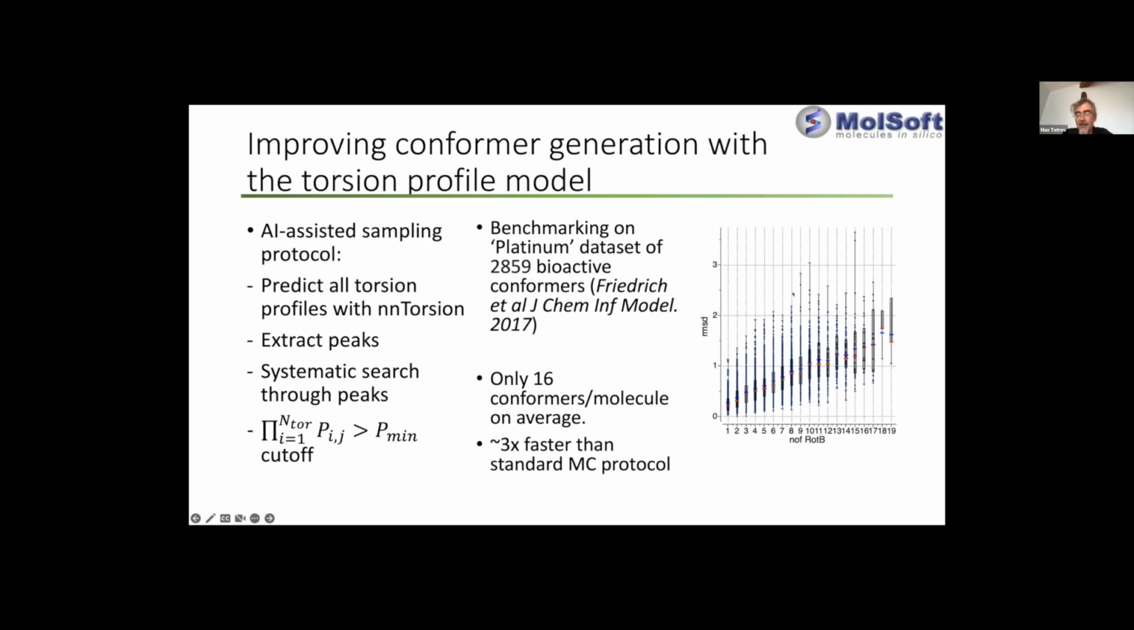And you can see that up to about 10 rotatable bonds on average, we find in most cases something within 1 or perhaps 2 angstroms of that bioactive conformer. It's also requiring only a limited number of conformers. As it turns out, we get results similar to other methods at 16 conformers per molecule, as opposed to 30 plus for the methods that are evaluated in the paper. And it's about 3 times faster than our standard MC protocol. So there is quite a benefit there.